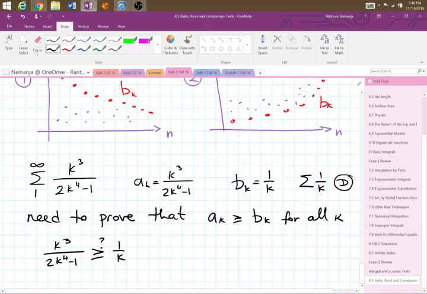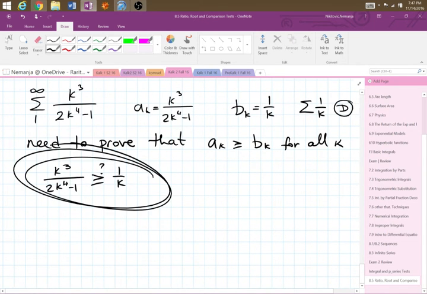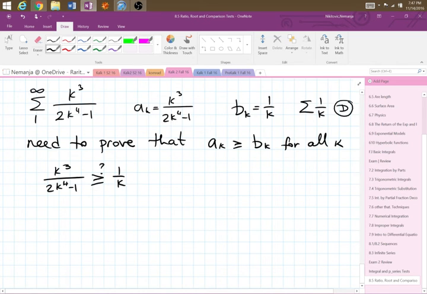All you need is to show that this holds, and then by the theorem up there, since the sum of BK diverges, the sum of AK must diverge immediately. So that's what the comparison test is all about. You figure out what to compare it to, and then you do this proof here. Now, how do you do this proof? Just cross multiply. So you get k to the 4th to be larger than or equal to what you get when you multiply across, 2k to the 4th minus 1.